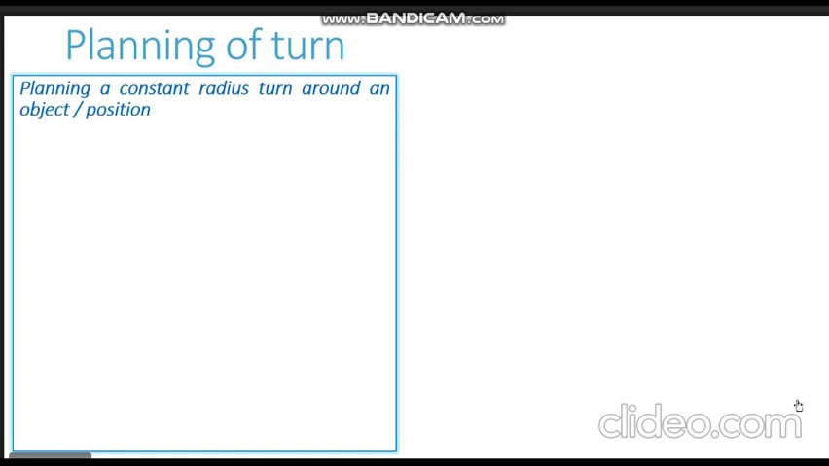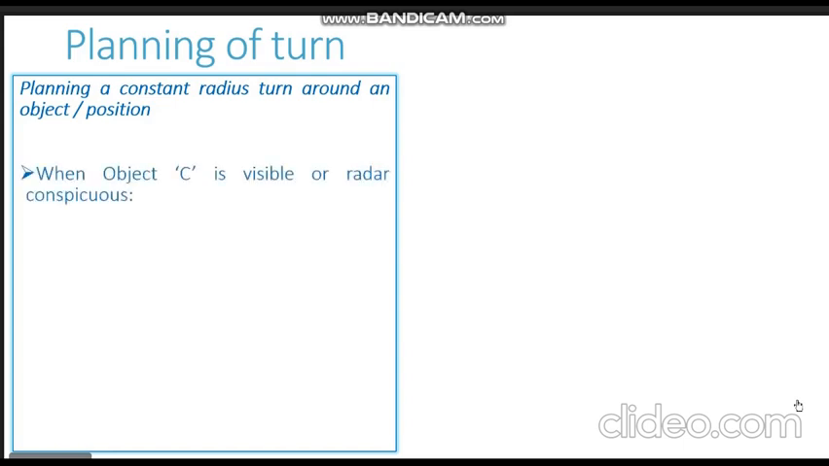Now this planning of turn may be required in different scenarios. Depending upon where the ship is, we may be in restricted waters and we may be planning a turn around an object. We may have a lighthouse, a land's end, or an island around which the vessel is turning. Or there could be another scenario, another situation where the vessel is turning in open sea. So we will see the planning of turn in different scenarios one by one.